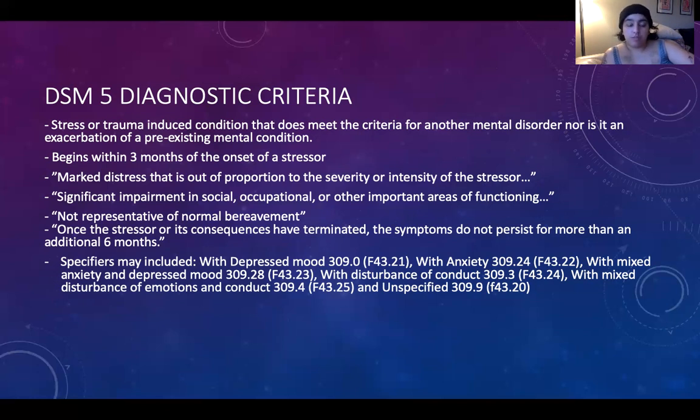There are a few specific specifiers that you have to include when you're diagnosing adjustment disorder. This includes with depressed mood, with anxiety, with mixed anxiety and depressed mood, with disturbance of conduct, with mixed disturbance of emotions and conduct, and then unspecified, where it's a little more vague or maybe more of an amalgamation of all of those things.